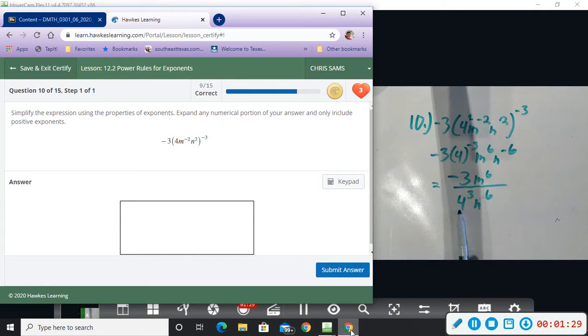And since 4 is a number, we can evaluate that. So 4 times 4 is 16, and 16 times 4 gives us 64. So our final answer will be -3m to the 6th over 64 n to the 6th. So anytime you have a number, you can evaluate those. -3m to the 6th over 64n to the 6th.